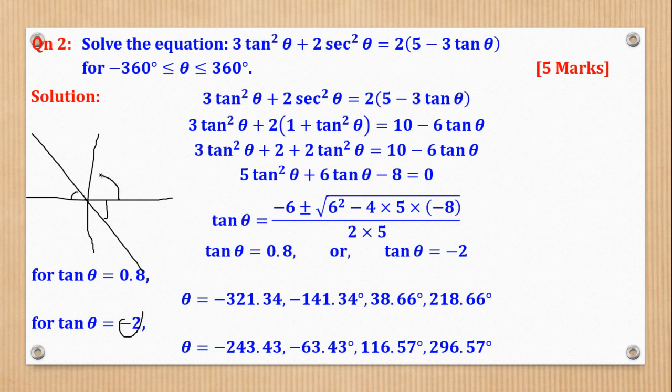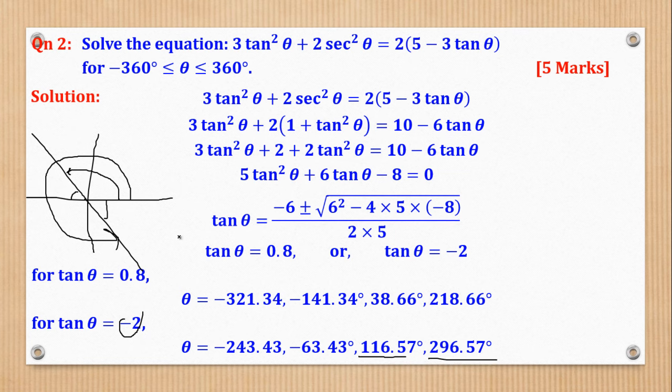From here, go up to here. That will be 180 minus 63.43, which is this. The second positive one is from here up to here. That is 360 minus 63.43, which is this.